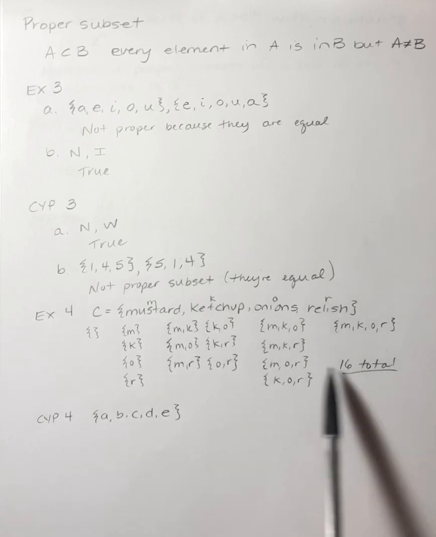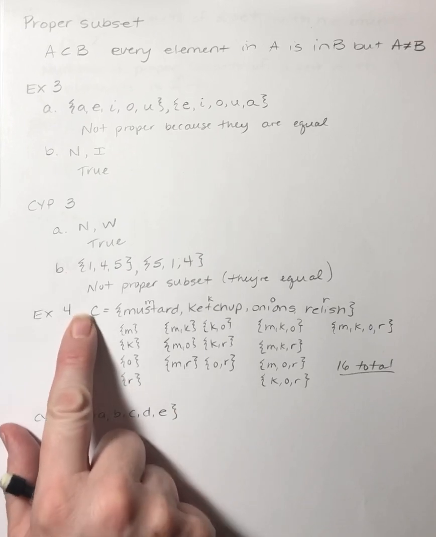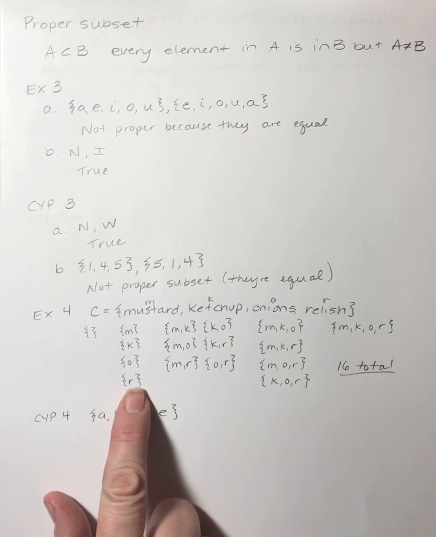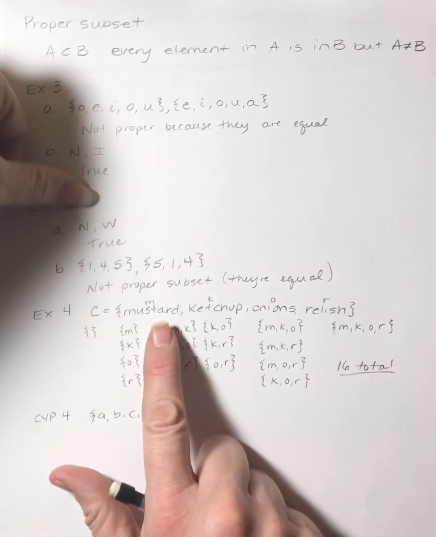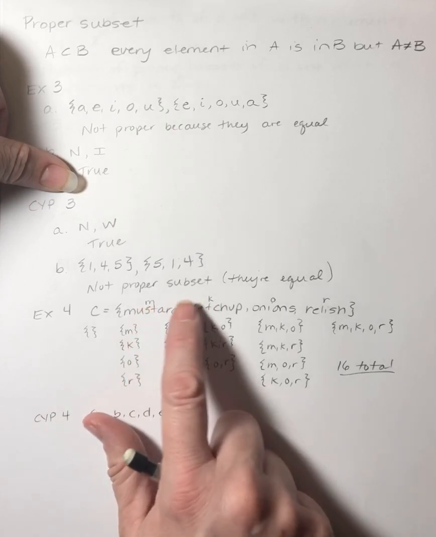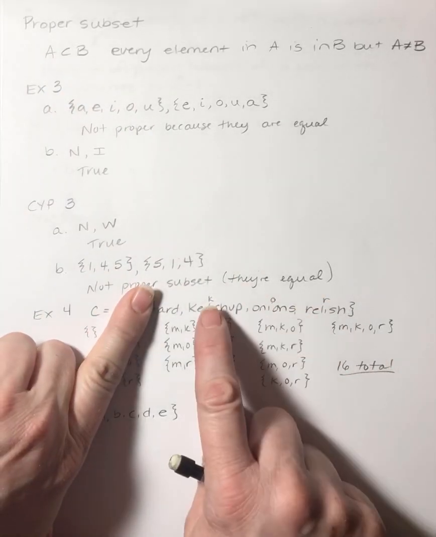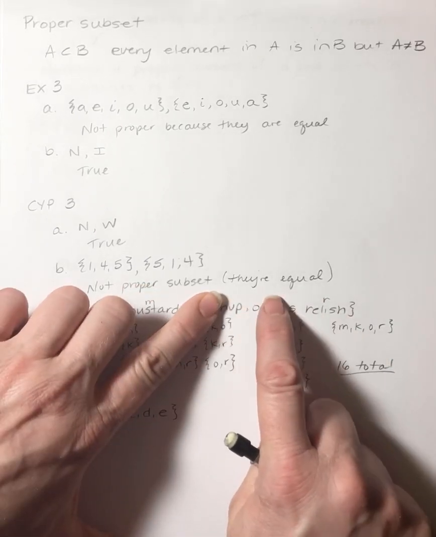But this gets to be kind of cumbersome. So look at how I did this. Here's your gimme. You're always going to have the empty set. Then you're going to have each one by itself. Then you're going to have to go through and find all the groups of 2s. Now here's what I did. I did M with K, M with O, M with R. Don't use any more. Then I did K with O, K with R. Then I did O with R.